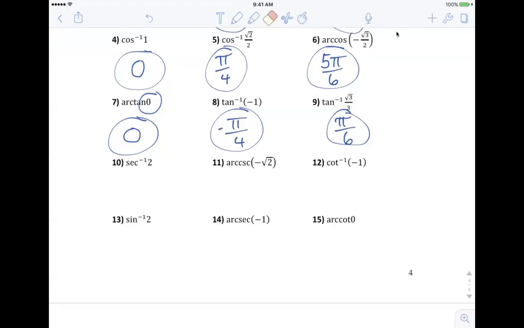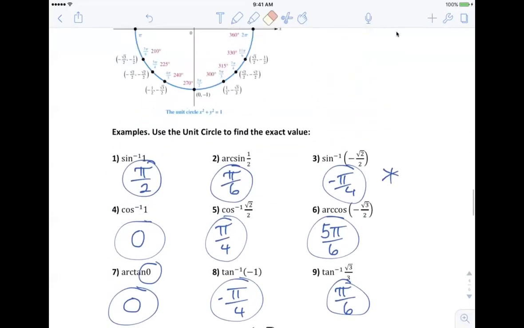Hey everyone, let's continue with page 4 here. We're going to do some reciprocal identities now. So you can do them in the same way. Secant inverse of 2. Remember, secant is the reciprocal of cosine, right? So if secant is 2, cosine would be 1/2. So we're looking for the angle in which secant is 2 or cosine is 1/2.